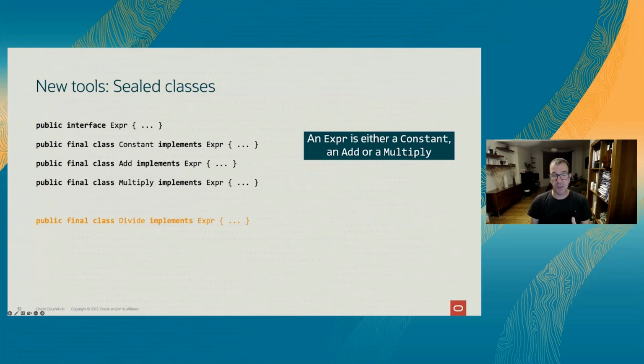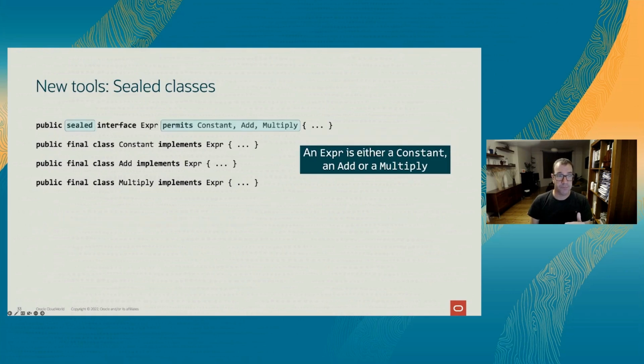If an instance of Divide were to make its way back to code that expected only the first three implementations of Expr, then bad things could happen. So we've added a new modifier to classes and interfaces to restrict who can extend it. A sealed class or interface then has to specify completely the classes or interfaces that extend them in a new permits clause. For example, here we have sealed the interface Expr, and we have spelled out in the permits clause that the three subclasses permitted to implement it are Constant, Add, and Multiply.